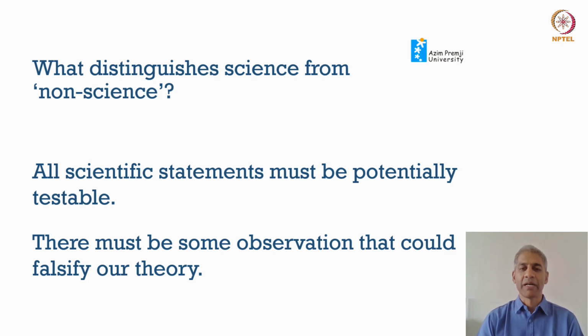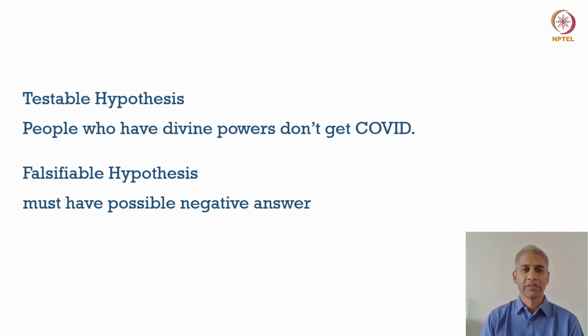The other big thing about it is that there must be some observation that can falsify our theory. So, what do I mean by that? So, here's an example of that. Perhaps I have a hypothesis that people who have divine powers don't get COVID. But there's no way for me to test this hypothesis, because there's no observation or experiment that I can do in order to find out who has divine powers and who doesn't. So that's what I mean by having a testable hypothesis.